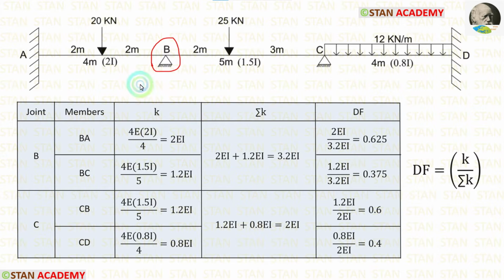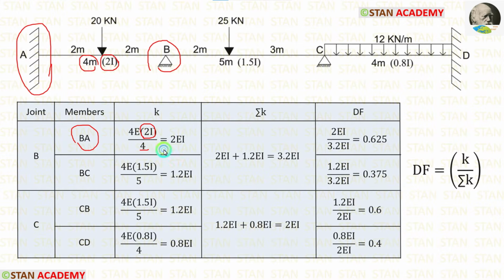From the joint B, we have to calculate two stiffness values for BA and for BC. First, let us calculate for BA. For that, from the joint B, we have to look at the point A. In the point A, we are having a fixed support. If the far end is fixed, the formula is 4EI upon L. Here, the moment of inertia is 2I. So, instead of I, we have to apply 2I. Length of AB is 4 meter. Let us apply that. Finally, for stiffness of BA, we are getting 2EI.